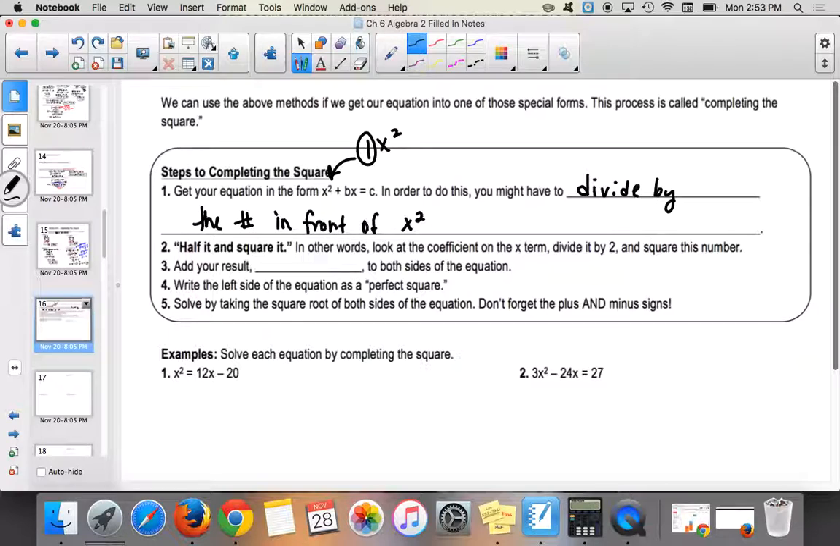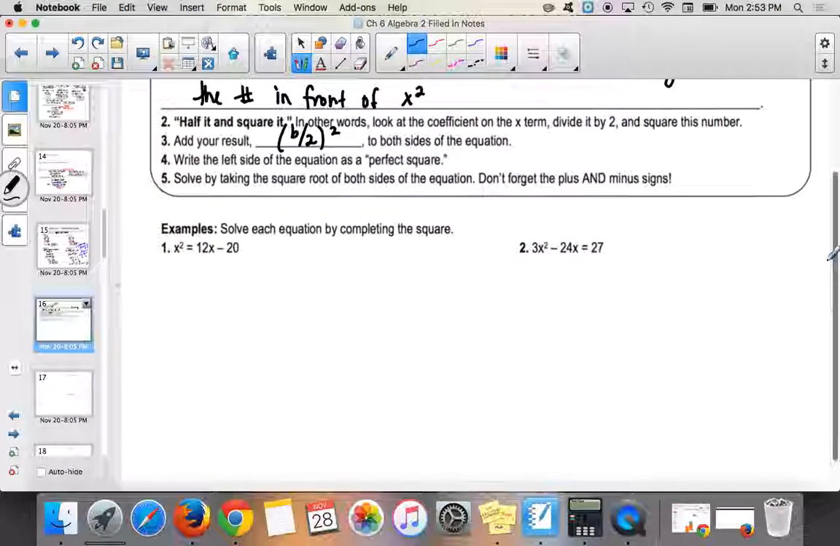All right, then we're going to have it and square it. In other words, we look at the coefficient on the x term, we divide it by 2, and we square it. So add this result, which is b divided by 2 squared, to both sides of the equation. We then write the left side of the equation as a perfect square, and then we solve by taking the square root of both sides of the equation. Don't forget your plus and your minus. We're always going to have 2 answers because of the plus or minus.